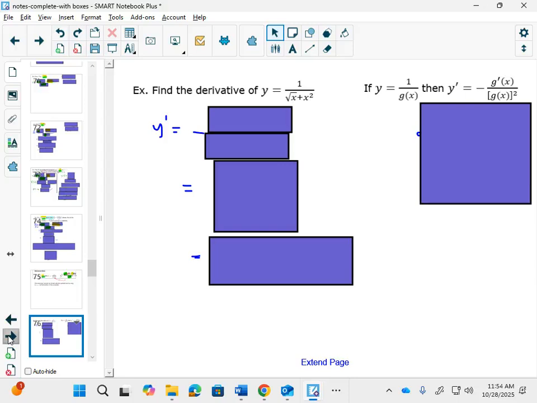So if you wanted to find the derivative of this, for me personally, I would have normally just said this is my top, this is my bottom, and used my regular quotient rule. But if you want to use the shortcut, you could. You could just be like, I know that I can just do the derivative of the bottom over the bottom squared.